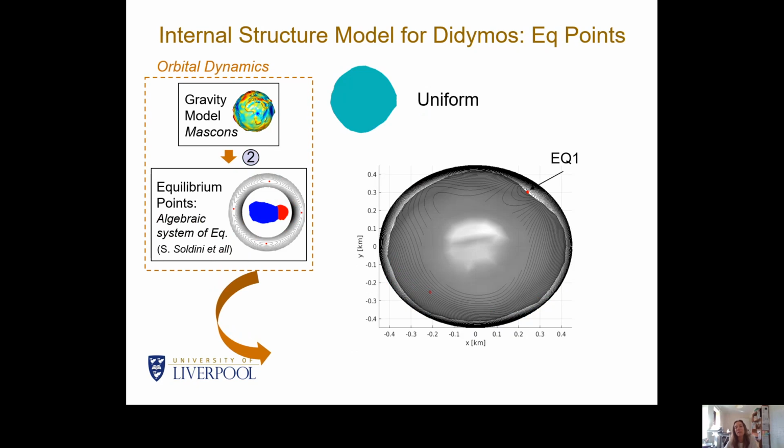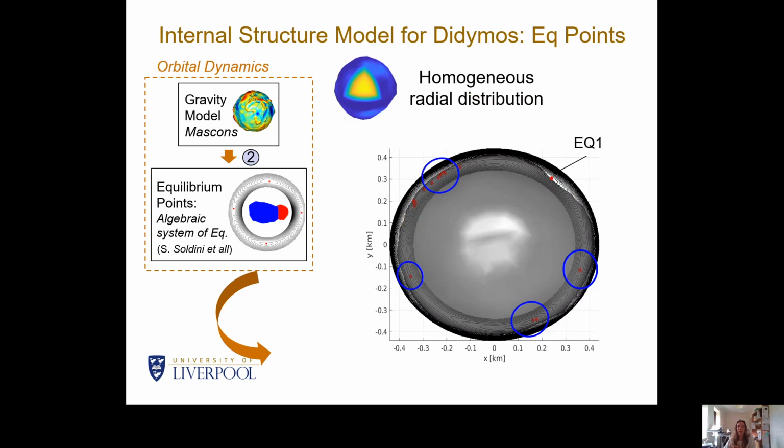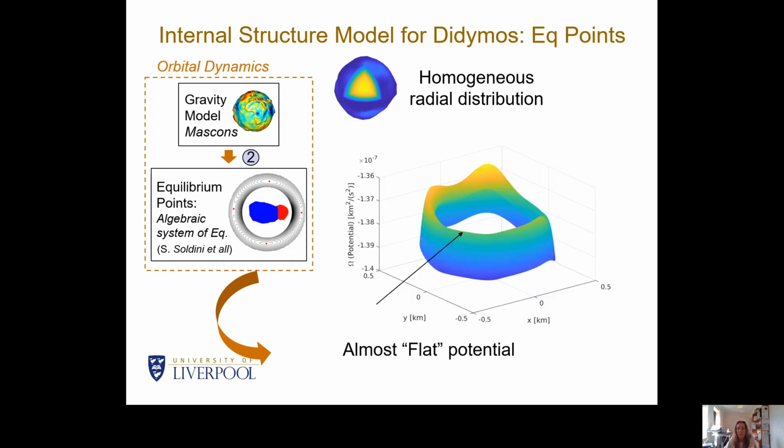Now, the tricky part is we can't actually detect very well the equilibrium points inside the shape. Compared to the shape model, we totally miss one equilibrium point, as you can see, mislocated. And then we have strange things happening, too many points in one location, some missing. This is because the potential is almost flat.